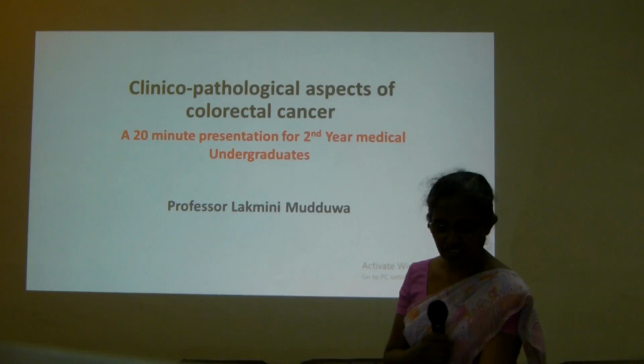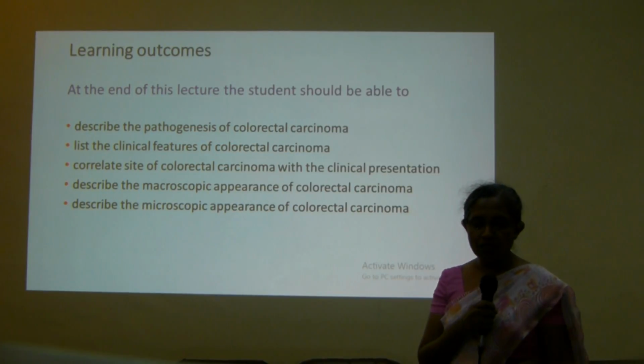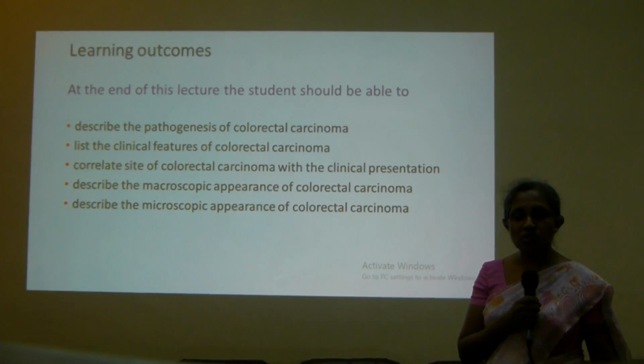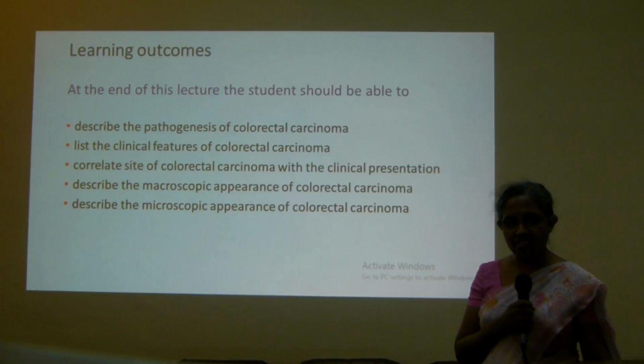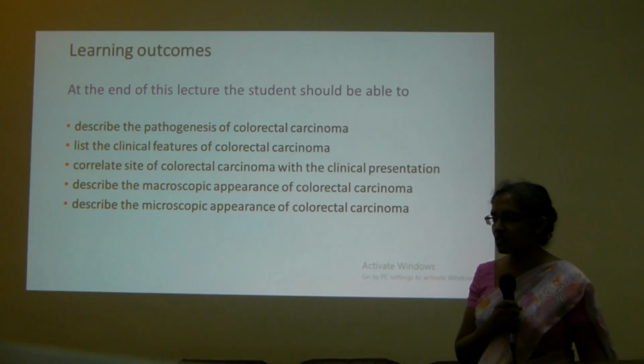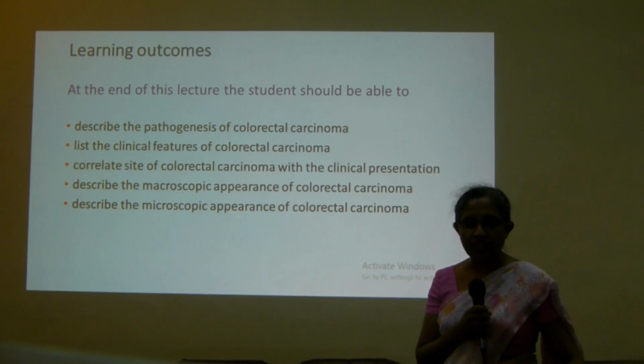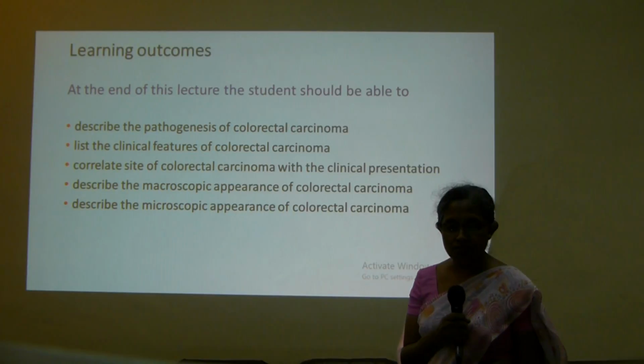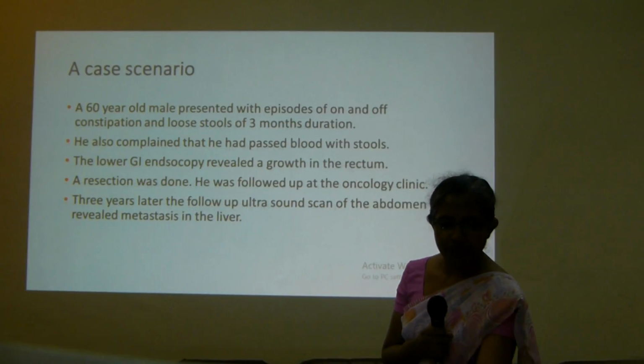At the end of this lecture, you will be able to describe the pathogenesis of colorectal cancer, and you will be able to list out the clinico-pathological features of colorectal cancer and how it relates to the morphology of the tissue and the site of the tumor, and the macroscopic and microscopic appearance of the colorectal carcinoma.